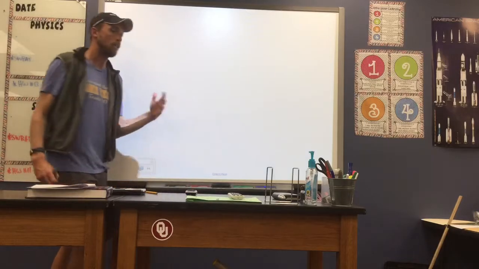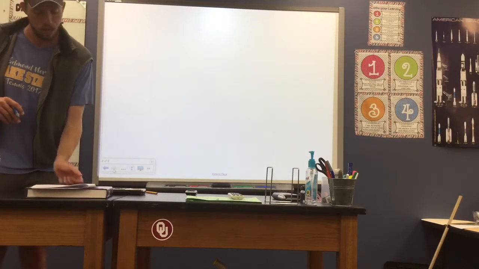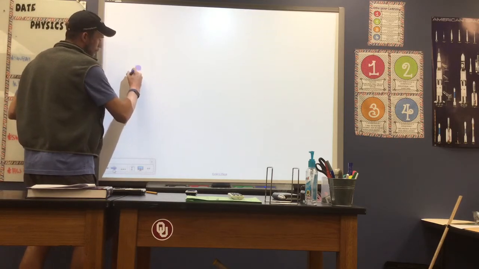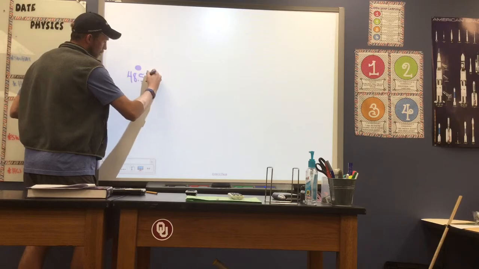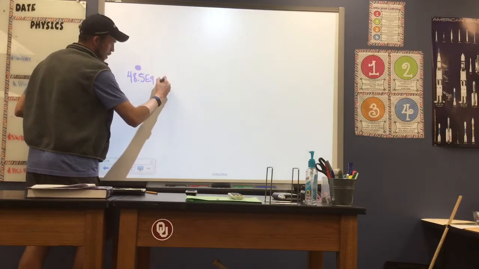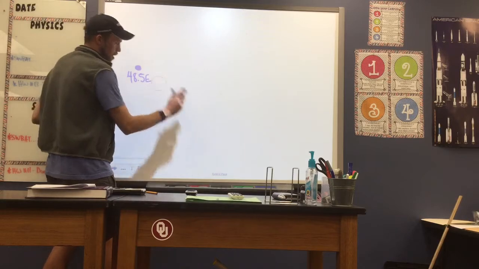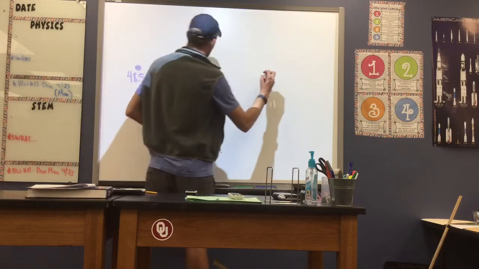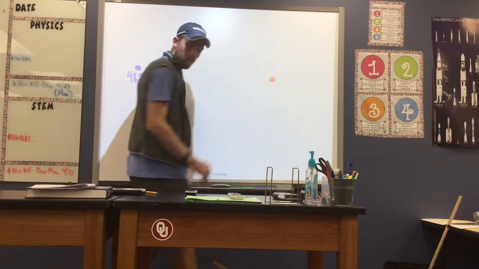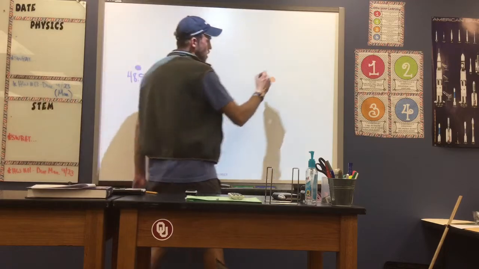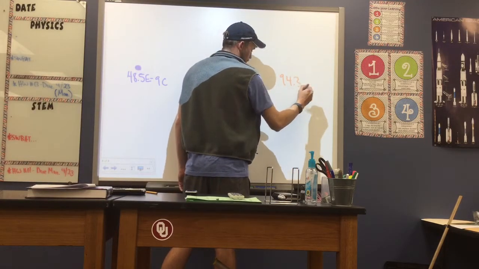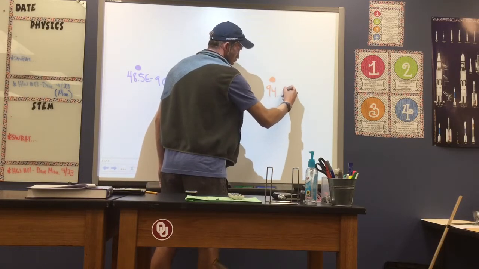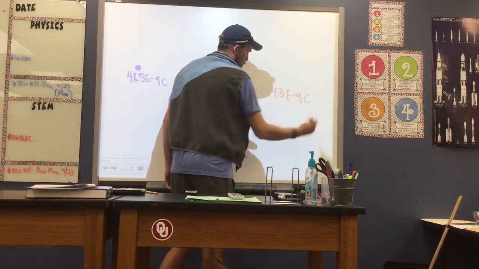So here, as with all scenarios, it's important to start by drawing a picture. What I'm going to do is draw our two charges. To the left, 48.5 e to the negative 9th coulombs. And to the right, our other positive charge, that was 94.3 e to the negative 9th coulombs.